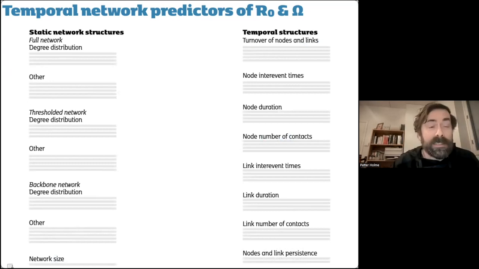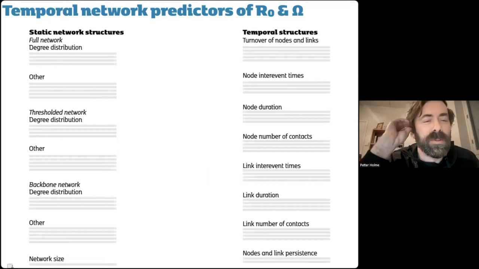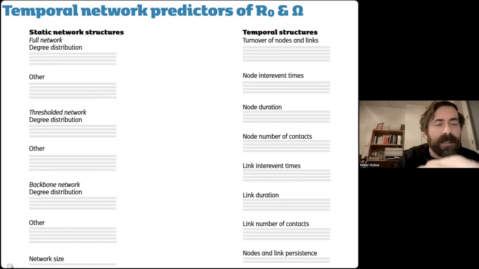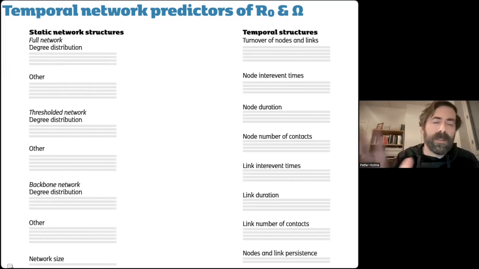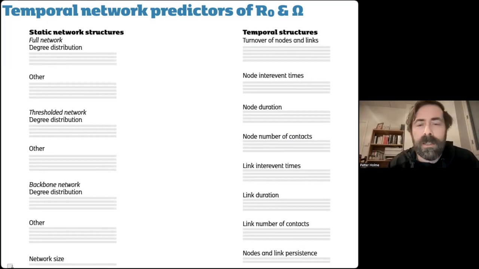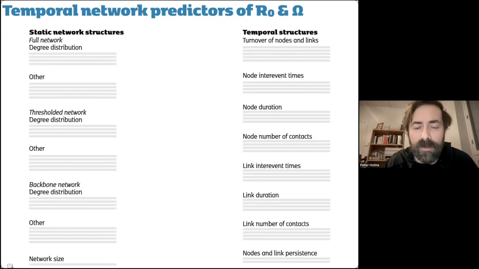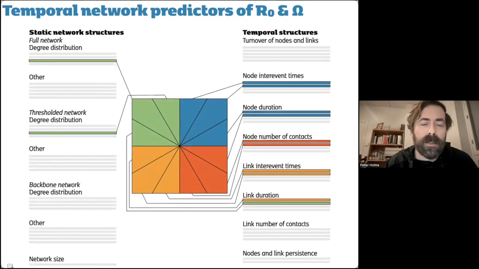So this approach, as I said, is a bit without thinking too deeply. We just measure everything. We measure quantities describing the full degree distribution of different versions of static networks that we project from the temporal networks. We measure different temporal structures, like the turnover rate of nodes and links, and the duration of this and that.